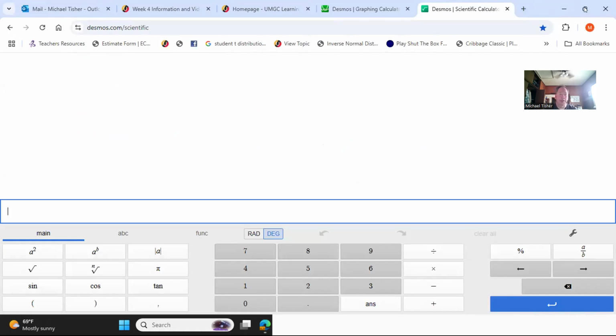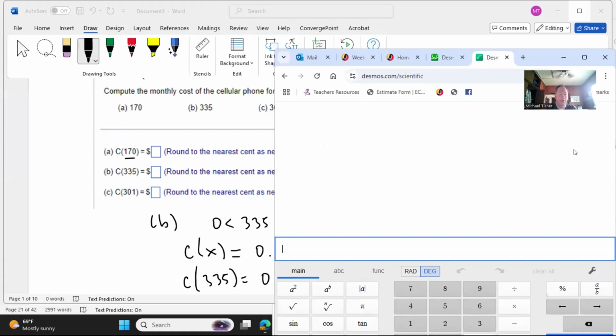All right, so naturally we enter in the function. The function in this case is c of x is equal to 0.20x minus 40.01. Let's check to make sure this is correct.